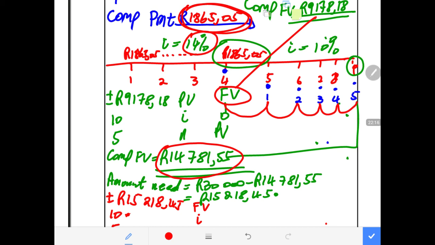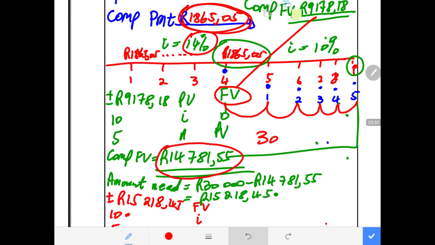How much does this gentleman need? This gentleman needs 30,000 rands. That's what he needs. But 14,000 is not the same as 30,000. So how much does he still need to raise? He still needs to raise 15,000. So 30,000 minus 14,781.55, we discover that 15,218 is what he still needs to raise.